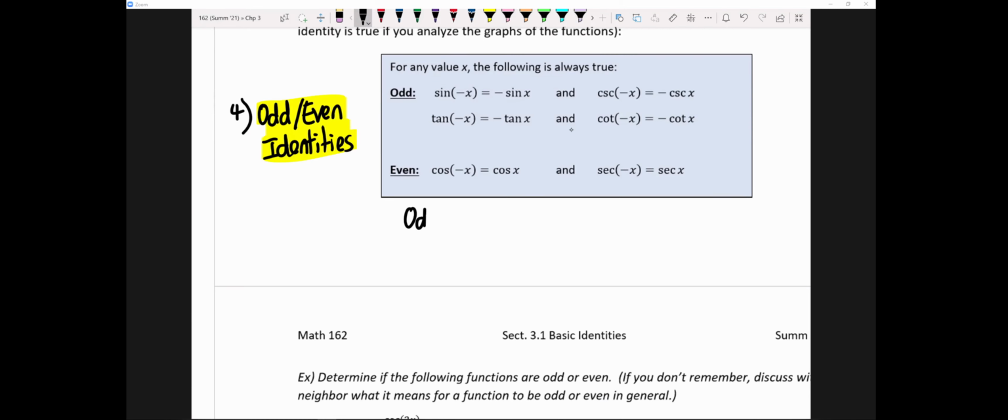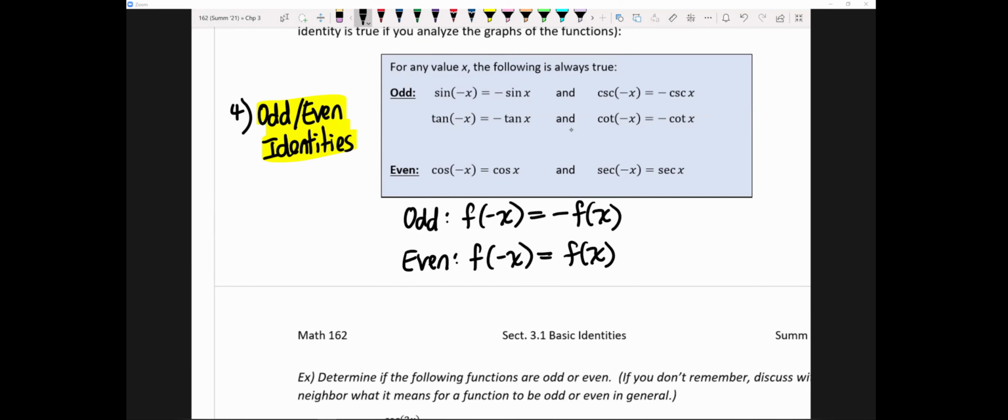When functions are odd, f of negative x is equal to negative f of x. So the negative sign goes from inside to outside. When functions are even, f of negative x is equal to f of x, since the function is symmetric about the y-axis. So for even functions, the negative sign gets dropped. For odd functions, the negative sign goes from inside to outside. For even functions, the negative sign gets dropped.